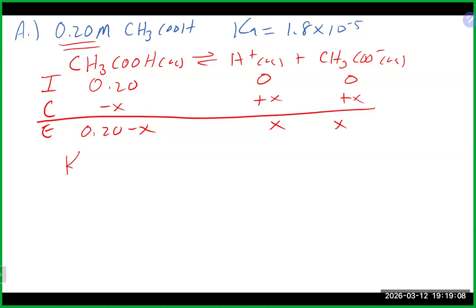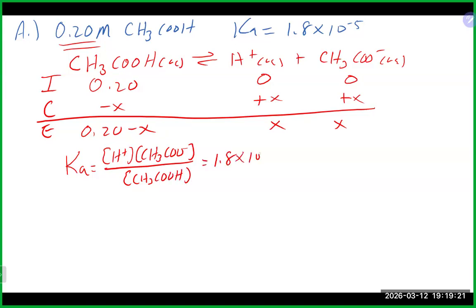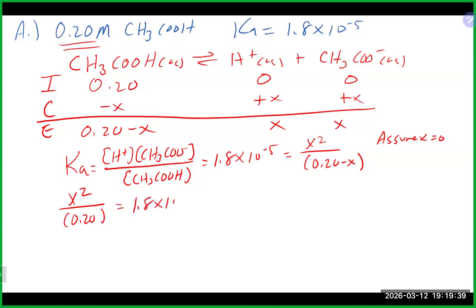We'll go into our Ka expression here, which is our products over our reactants. And that's going to equal our 1.8 times 10 to the minus 5. Popping in our values there, x squared divided by 0.2 minus x. Again, we're going to assume x is equal to 0, give it a shot. That will then give us x squared over 0.2 equals 1.8 times 10 to the minus 5. Again, we're going to multiply it, followed by a square root afterwards.